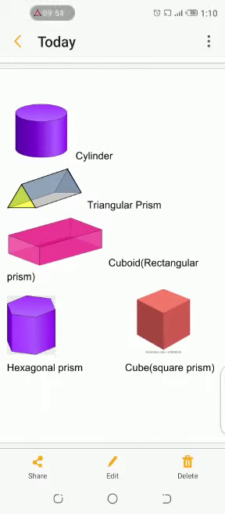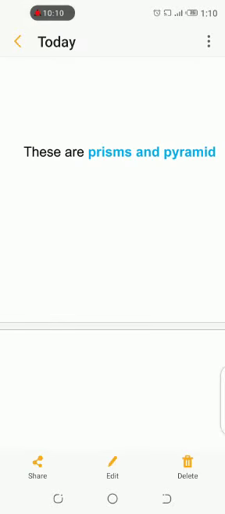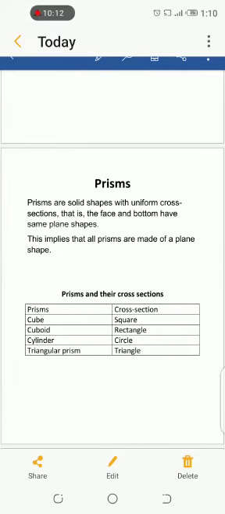Hexagonal prism. And the last one, which is a very popular one, the cube. A cube is a pile of squares. If you look at the top and the bottom, it is formed by squares. So that is a square prism. So let's quickly go back to the common prisms we have.